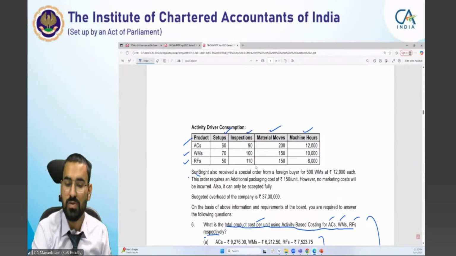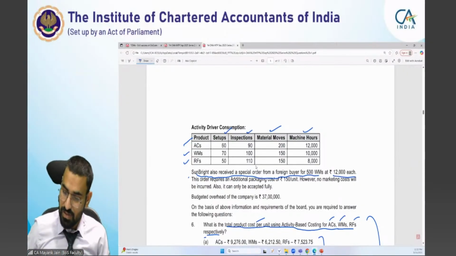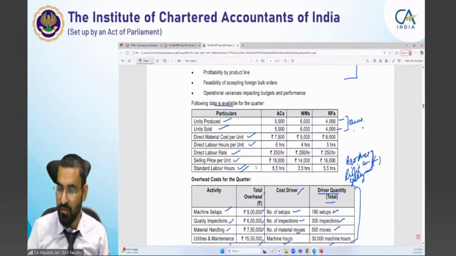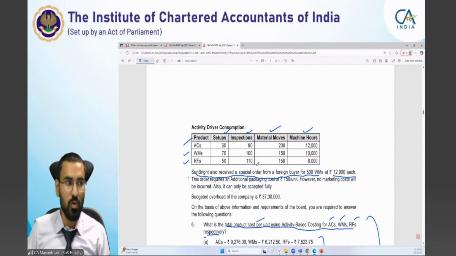Sunbright also received a special order from our foreign buyers for 500 washing machines at 12,000 each. Currently हम कितने पे सेल कर रहे हैं, 14,000 पे. तो हमारे पास 2,000 पे कम का ऑर्डर आया है, लेकिन हमारा फॉरेन ऑर्डर है तो इसमें दो हमारे पास फायदे हैं. एक, हम फॉरेन ऑर्डर फुलफिल करेंगे, एक्सपोर्ट होगा हमारा. प्लस हमारी गुडविल इंप्रूव होगी. We are able to earn more profit if there is less opportunity cost in comparison to the profit.